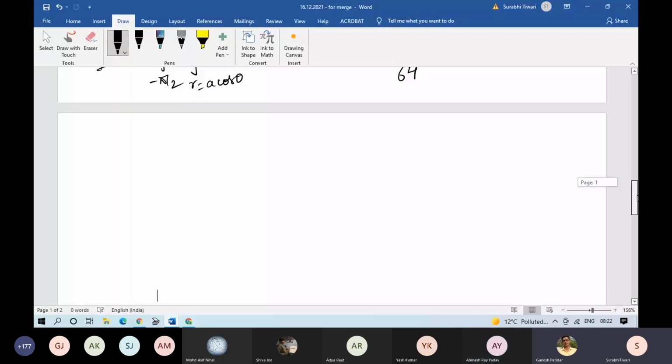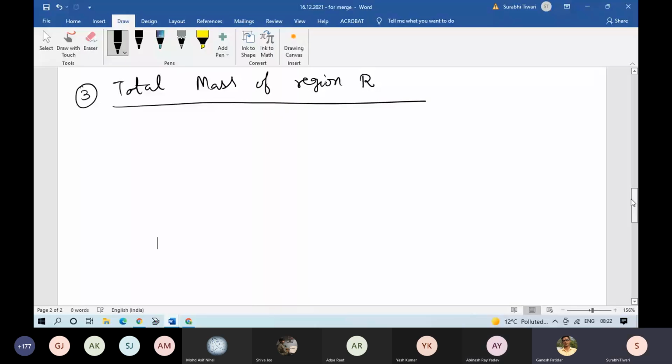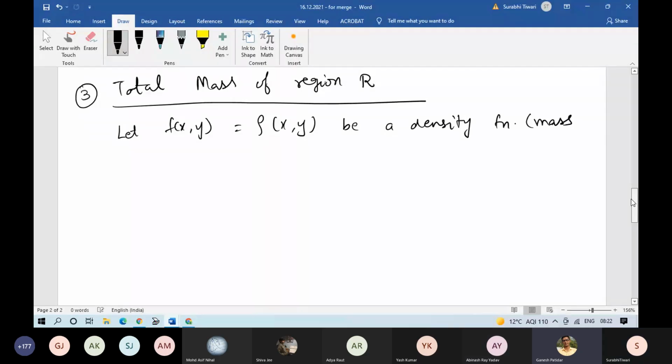Now coming to the third application, which is the total mass of region R. How do you calculate the total mass of the region R? Let f of x, y is equal to rho of x, y be a density function. Density means mass per unit area.